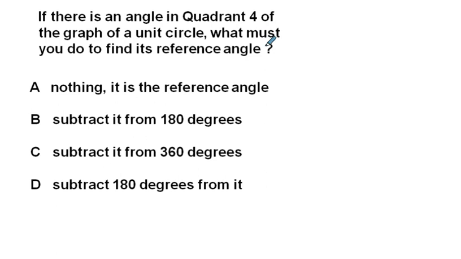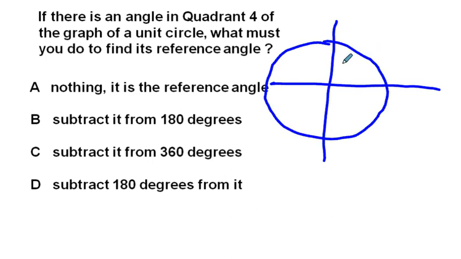Okay, next one. If there's an angle in quadrant 4 of the graph of the unit circle, what must you do to find its reference angle? If you look at a unit circle, down here in the fourth quadrant, you'll have 270 degrees, you'll have 300 degrees, 315 degrees, and then you'll have 330 degrees. I put these in degrees only because that's what most of the answers are talking about.